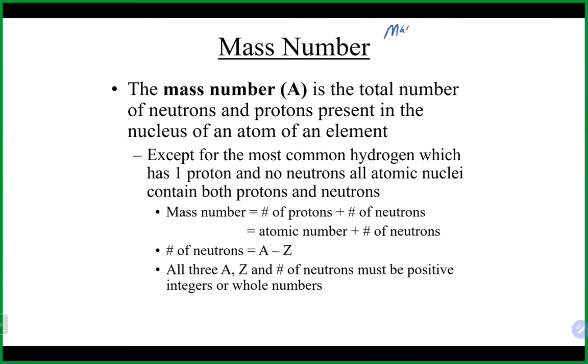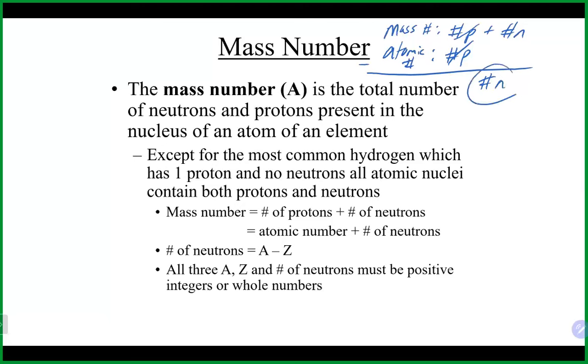If we take our mass number, which is our number of protons plus our number of neutrons, and we take our atomic number that we've been talking about, which is our number of protons, and frankly, if we subtract the two, protons cancel, gives you the number of neutrons. So if you take the mass number minus the atomic number, that will give you the number of neutrons there is in an atom.